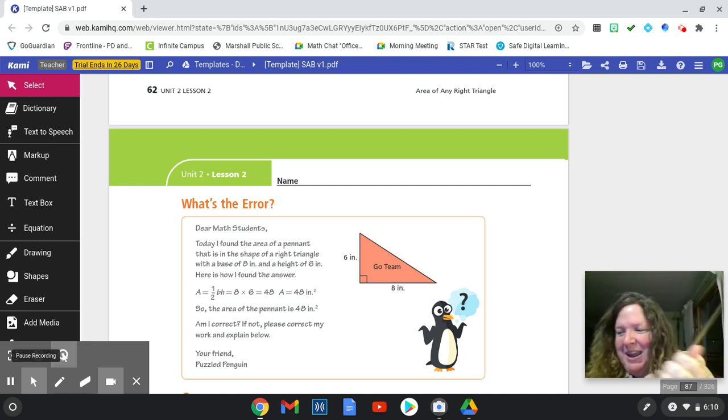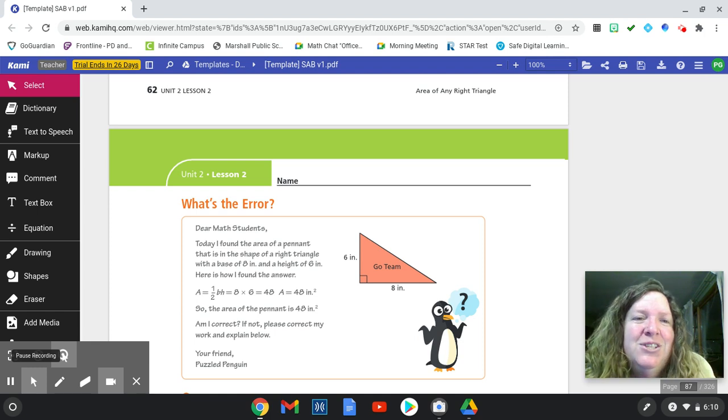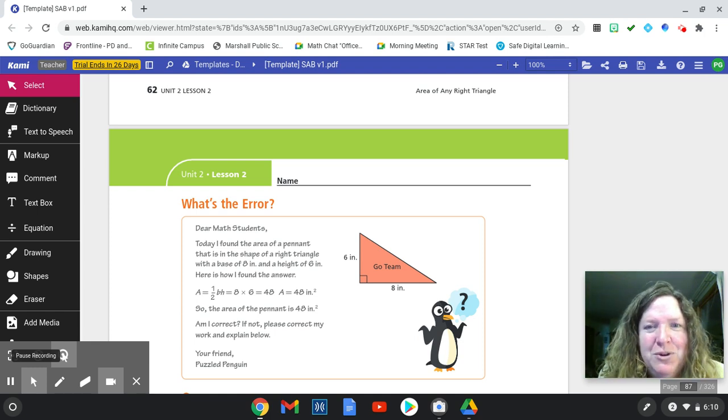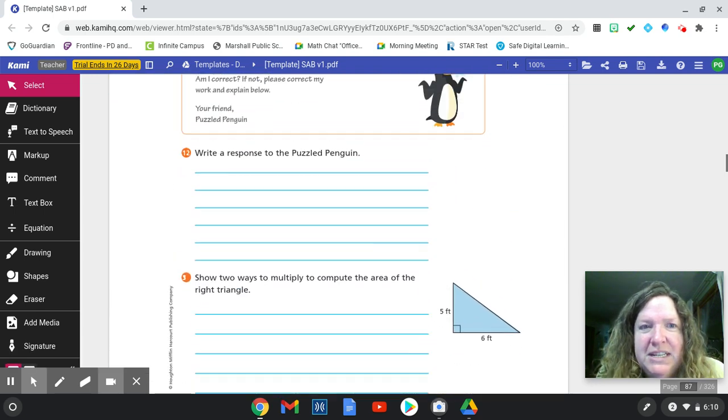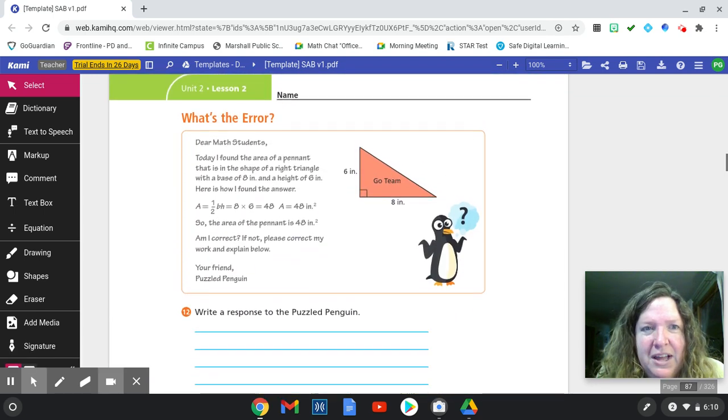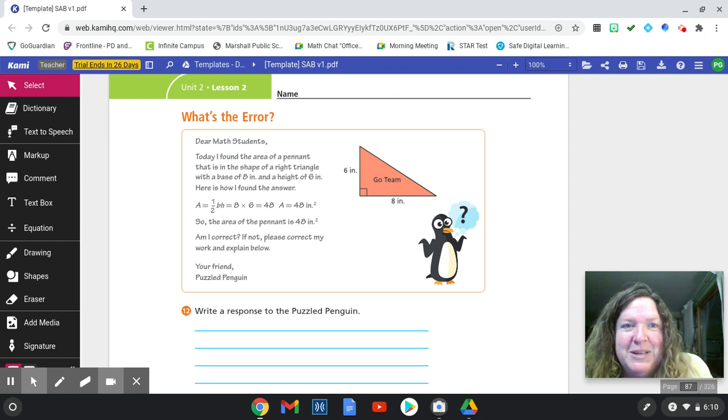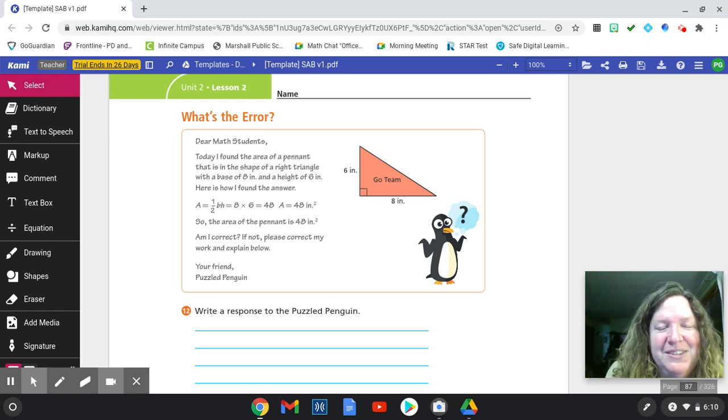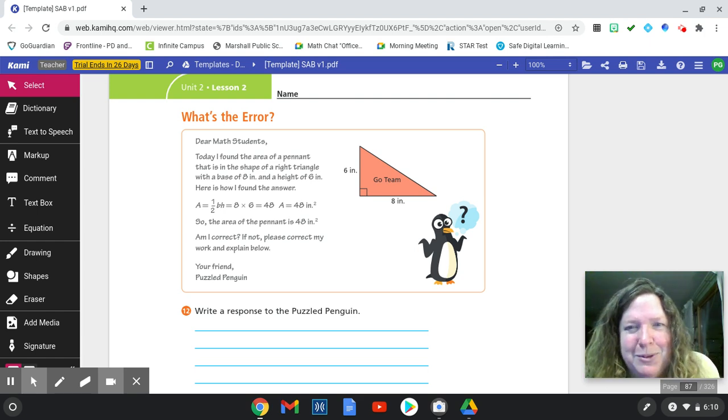We're still thinking about area of right triangles. So if you would right away grab your book and open up your book with me to page 63. We're going to start on refreshing ourselves from yesterday about how to find the area of right triangles, and we're going to do it with our friend Puzzle Penguin.